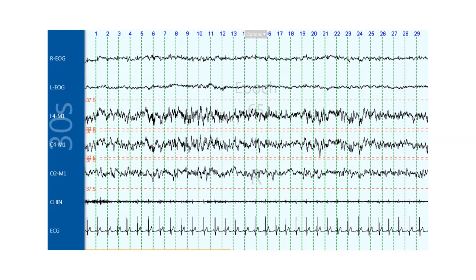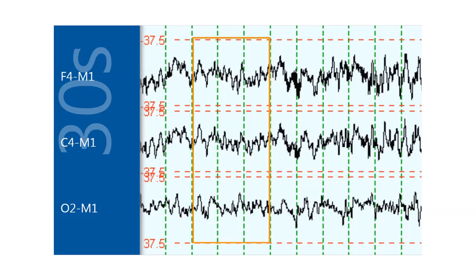Looking at my eyes briefly, I don't see any unusual movements. It looks very similar to my EEG actually. Looking at my chin, it's about a normal tone to quiet tone. You can see the patient's definitely starting to relax. It started out a little higher and then it decreased. So let's take a closer look at the EEG and count.